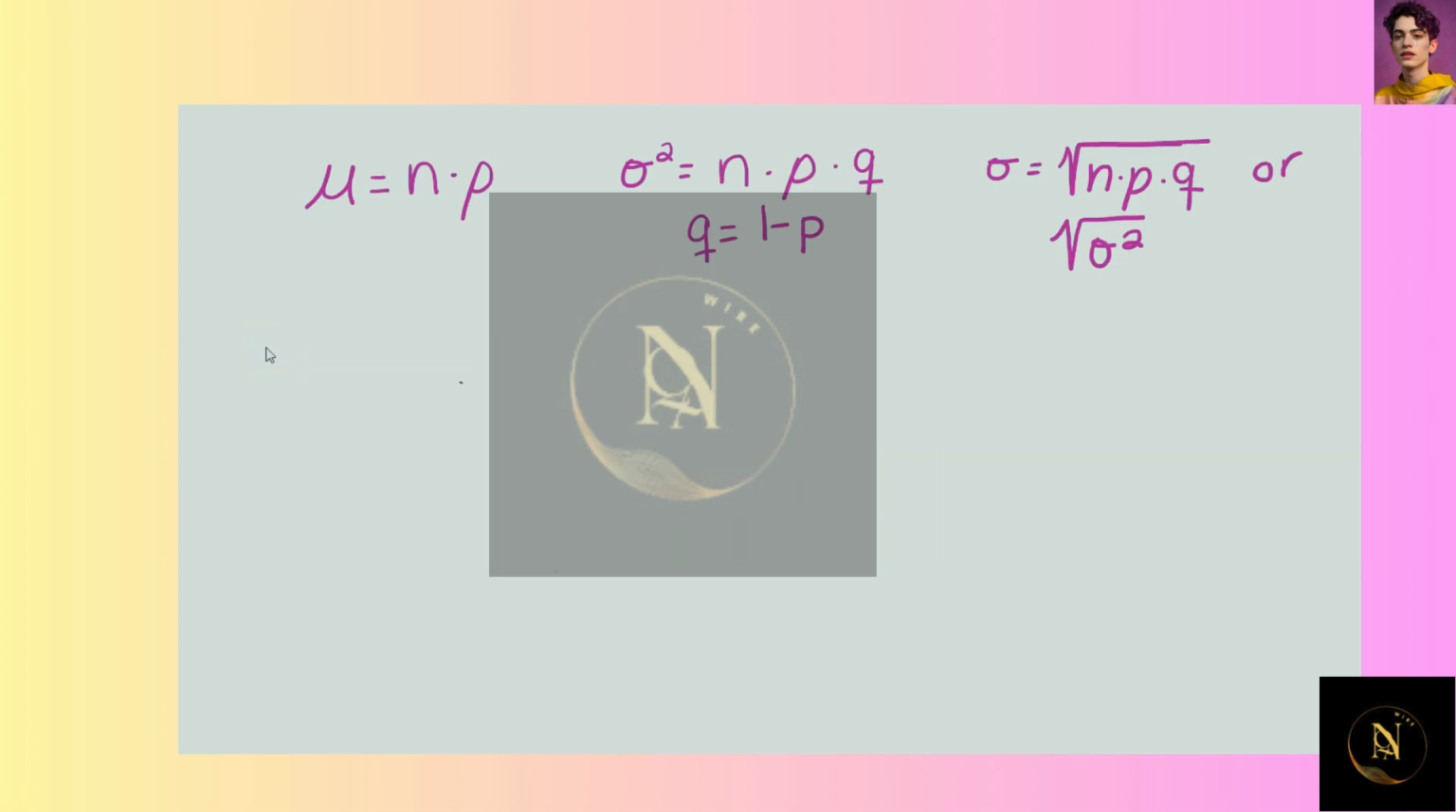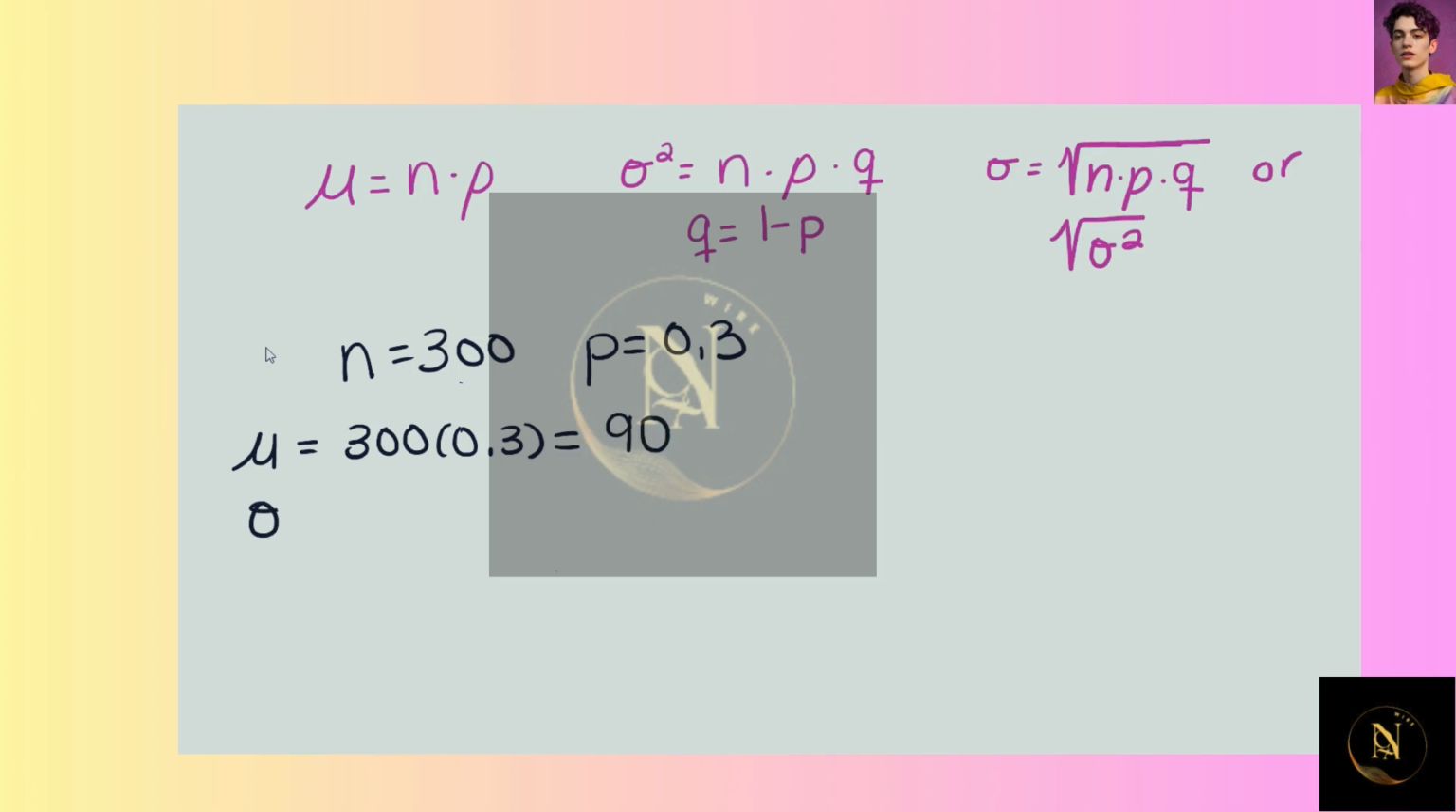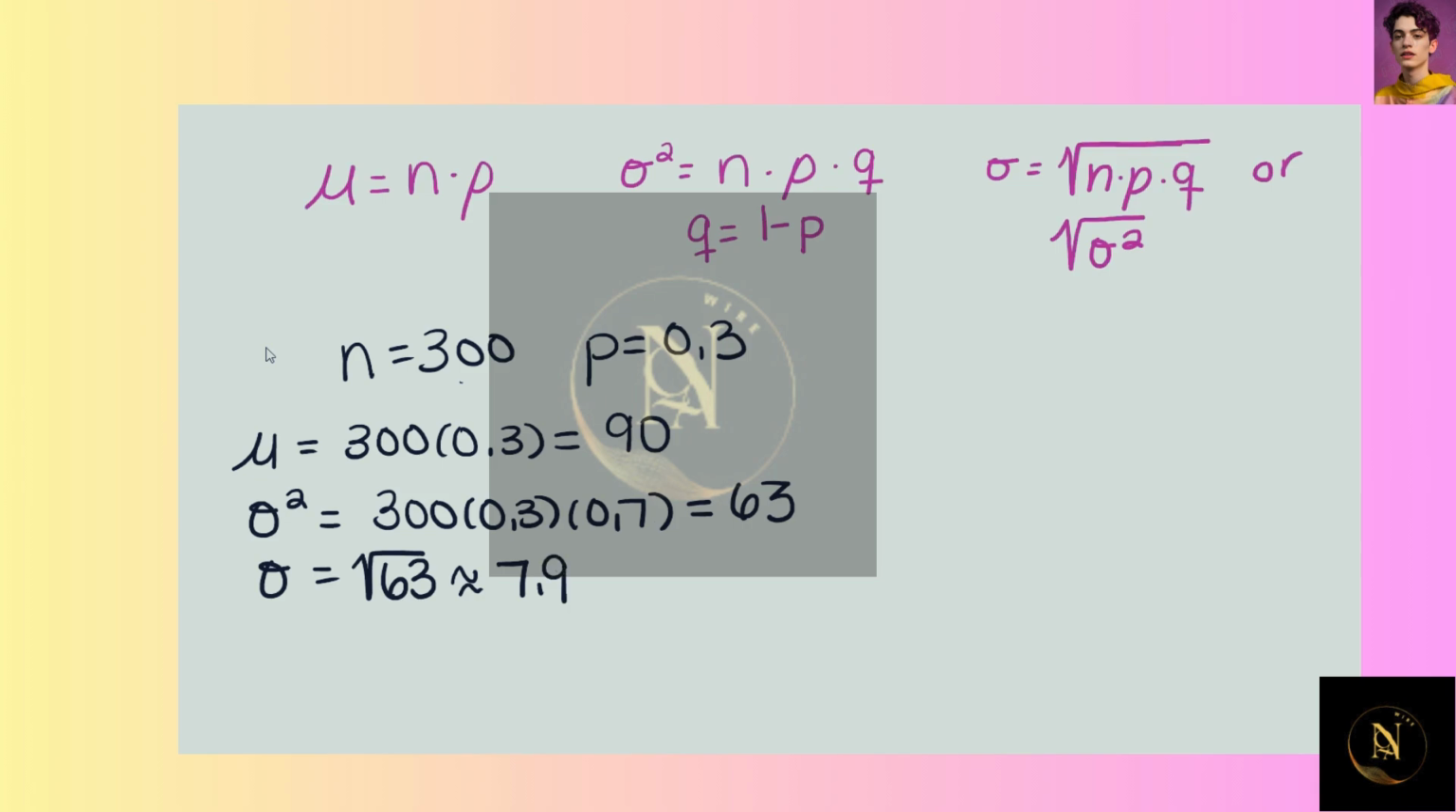What if n equals 300? P equals 0.3. The mean would be 300 times 0.3, which is 90. The variance would be 300 times 0.3 times 0.7. Remember, to find this value of 0.7, I just do 1 minus p, which is 63. And the standard deviation would be the square root of 63, which is about 7.94.